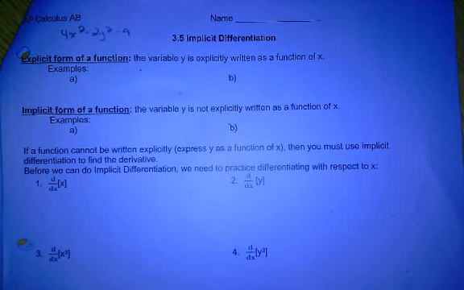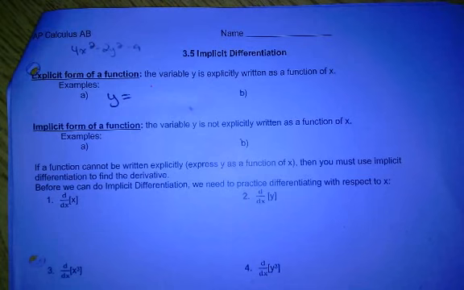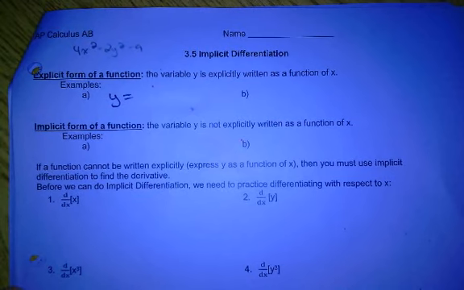Okay, so today we're going to do implicit differentiation. All it is, is taking derivatives of relations. We've been doing derivatives of functions. A function, or explicit form, is when we have a y equals. So y equals anything is explicit form with no y's on the other side. Because if you can graph it on your calculator, it's a function.